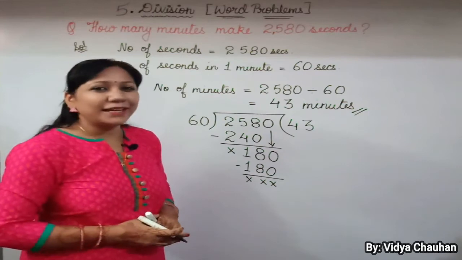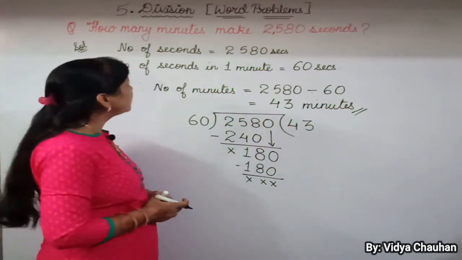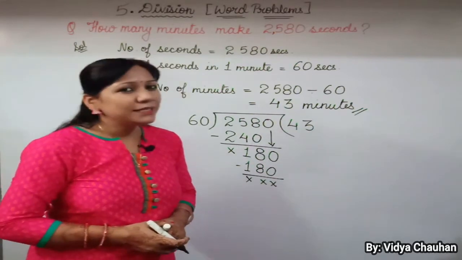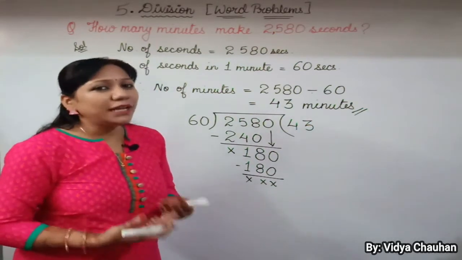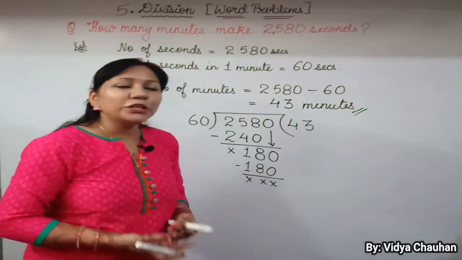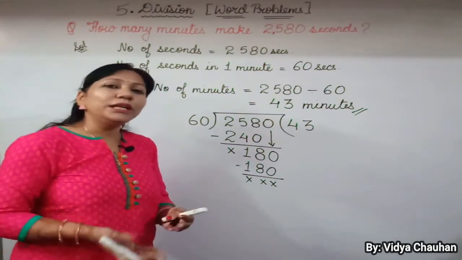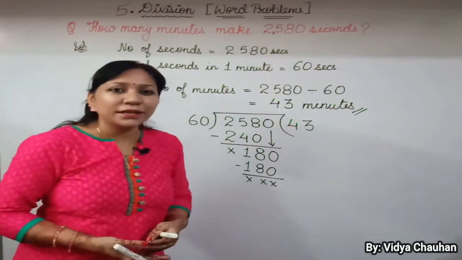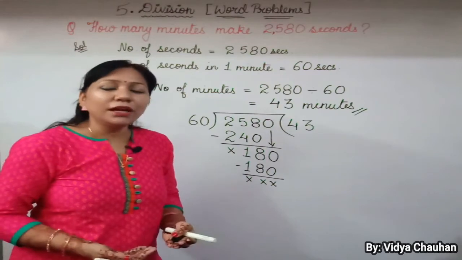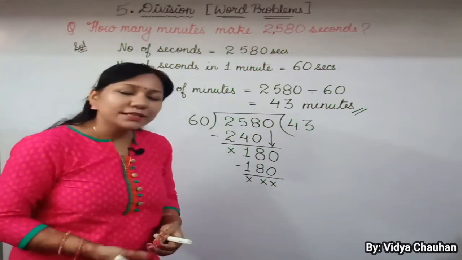2580 seconds. So this is how we have solved this question, number of minutes in 2580 seconds. Similarly, you can find any other division values also. You can find any different type of question, like if it is asked how many hours are in given minutes. Since there are 60 minutes in 1 hour, you will again divide it by 60.